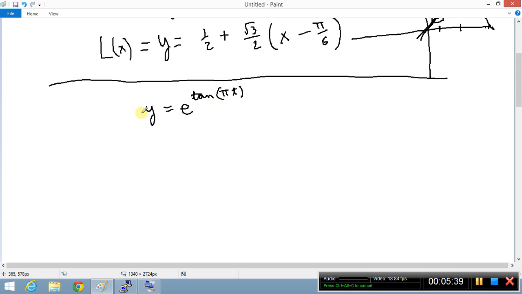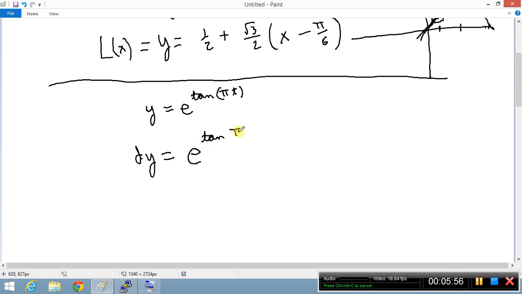So this is actually quite simple. All you got to do is take the differential of both sides. The differential of y is dy. The differential of this is just like the derivative of this. So the derivative of e to any power is e to that power again.